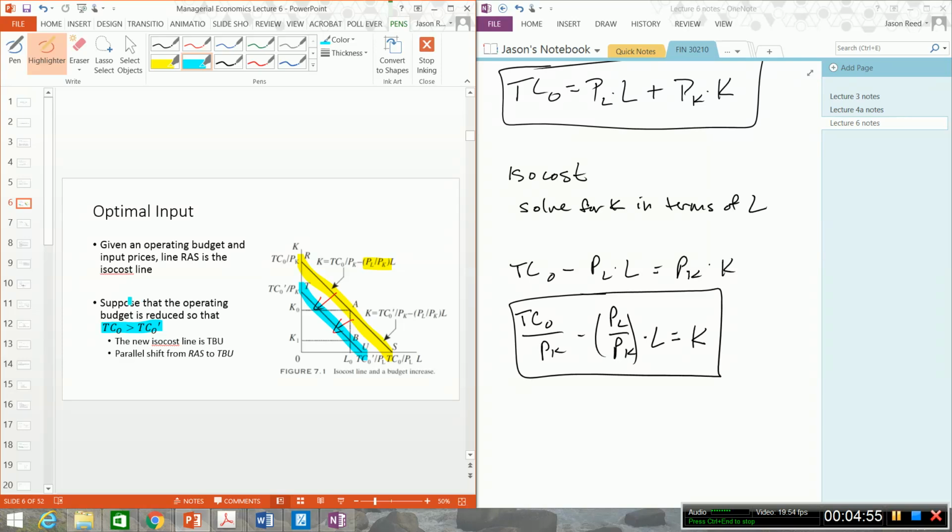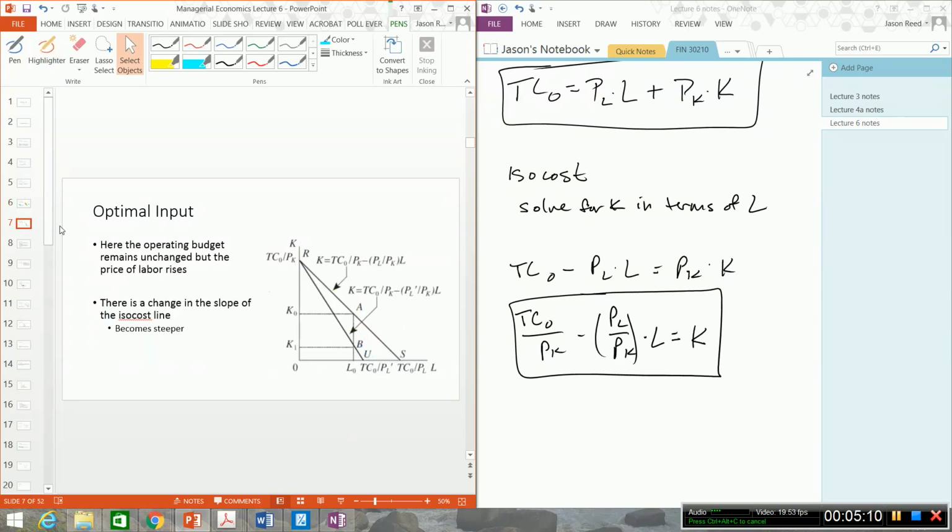What we notice is that between each line, though, there's going to be essentially the exact same slope, P sub L divided by P sub K. That's not going to change at all. So how could we change this slope of the line? Well, it would require us to not just change the budget, but actually change one of our input prices.